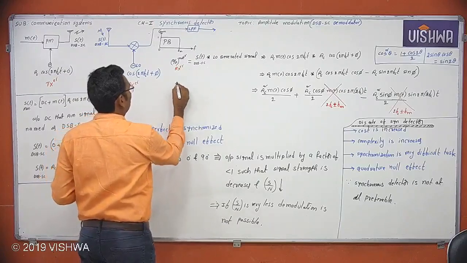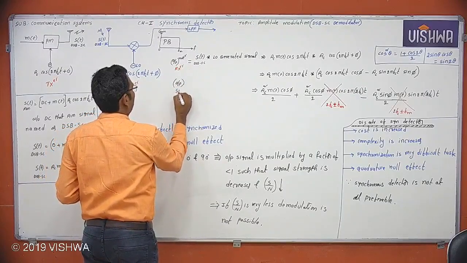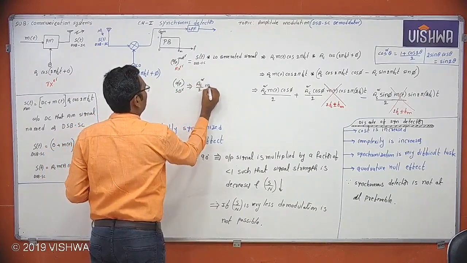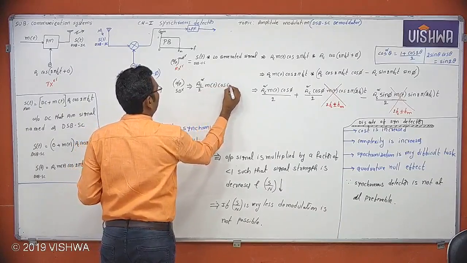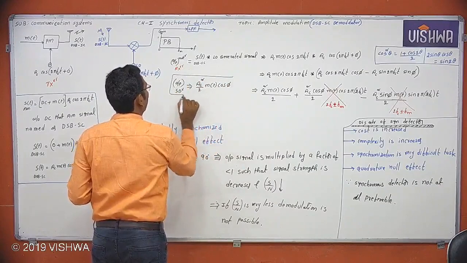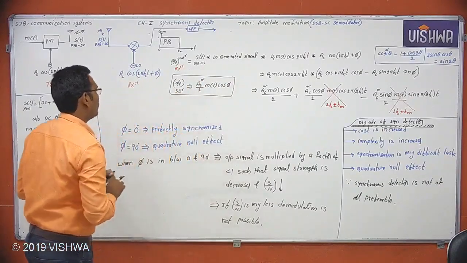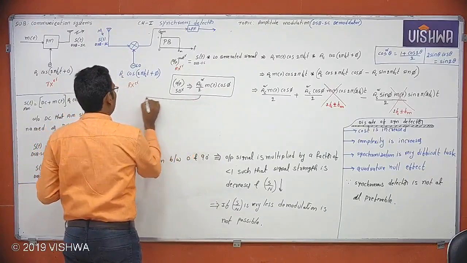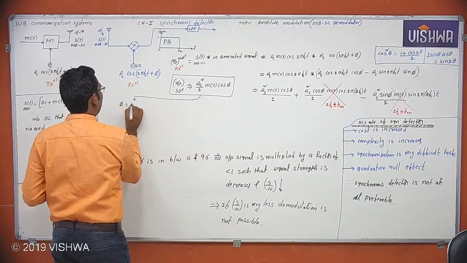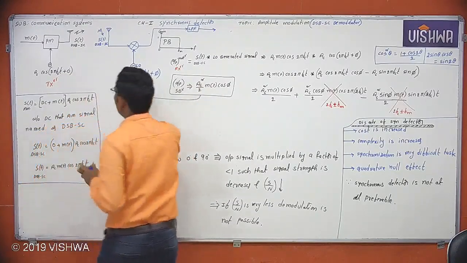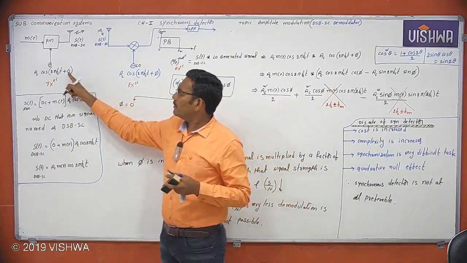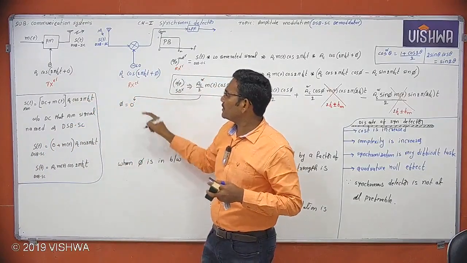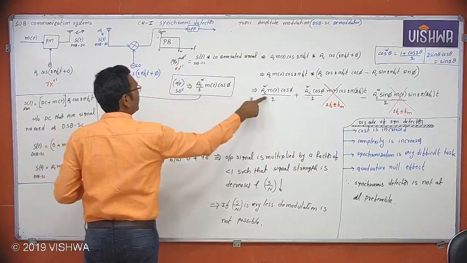This is the output of the synchronous detector, finally A_c squared by 2 m(t) cos phi. Now there is a chance that when phi equals 0 degrees, or 0 radians, there is a phase match. The transmitting side phase is 0 degrees, and the receiving side phase is also 0 degrees. Then when the phase is 0 degrees, what is the output?